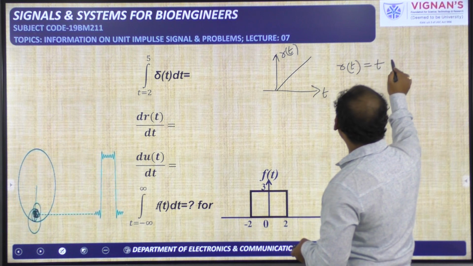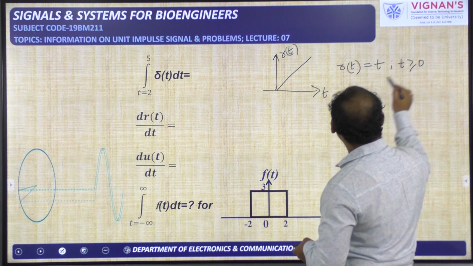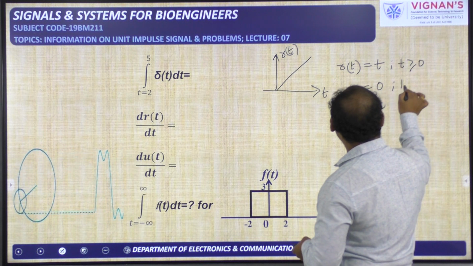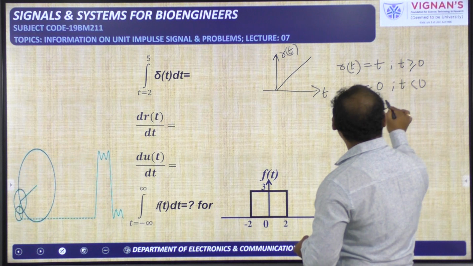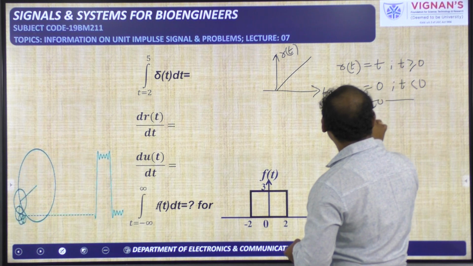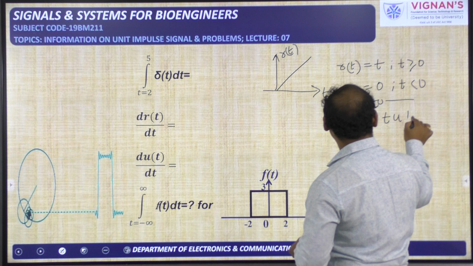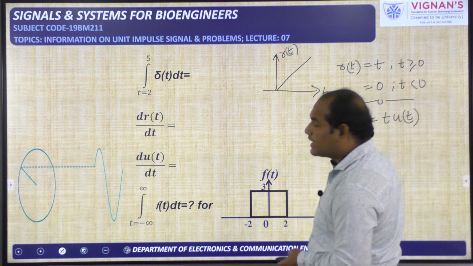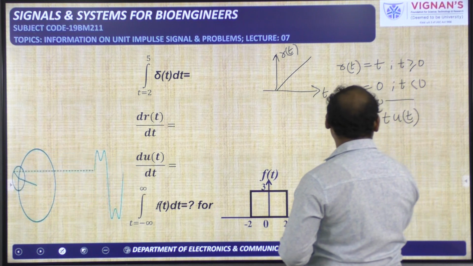r of t is equal to t when t is greater than or equal to 0. r of t is equal to 0 when t is less than 0. Or in the last class I have given that r of t is equal to t into u of t. Like this we have given. Okay, so for t we need to perform the differentiation.